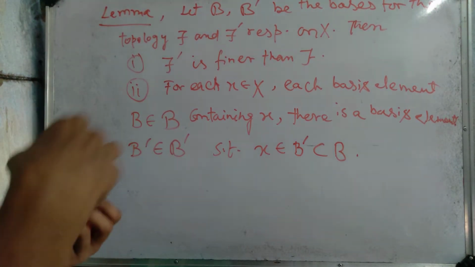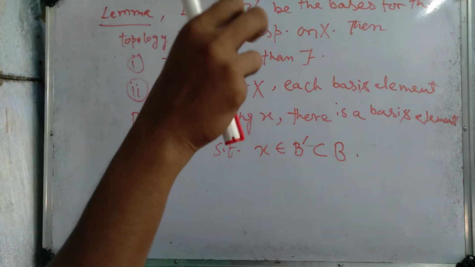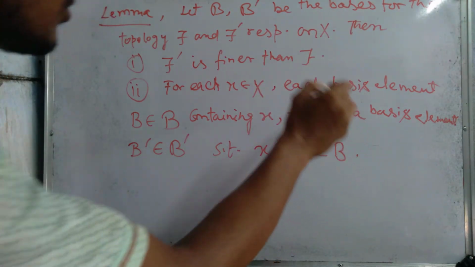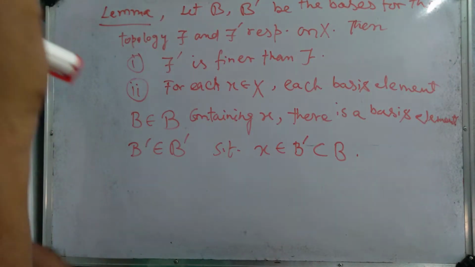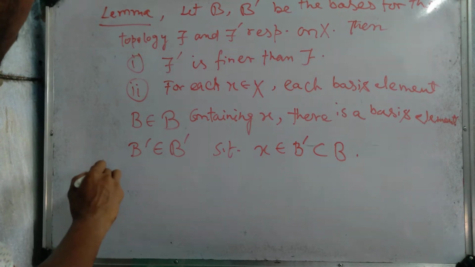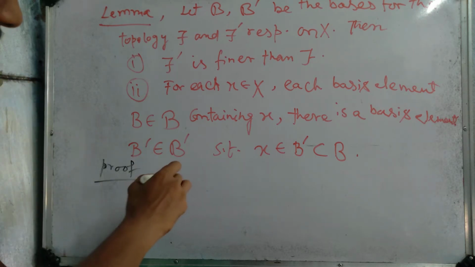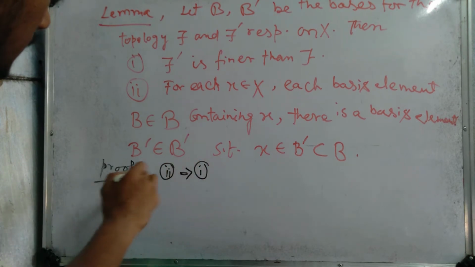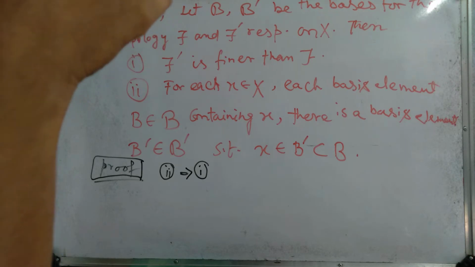Okay, and that means any element x which is contained in some basis element of tau must be contained in one basis element of tau dash. Okay, now we proceed to prove. The proof is very simple and easy. First we assume that two holds and then we prove one.